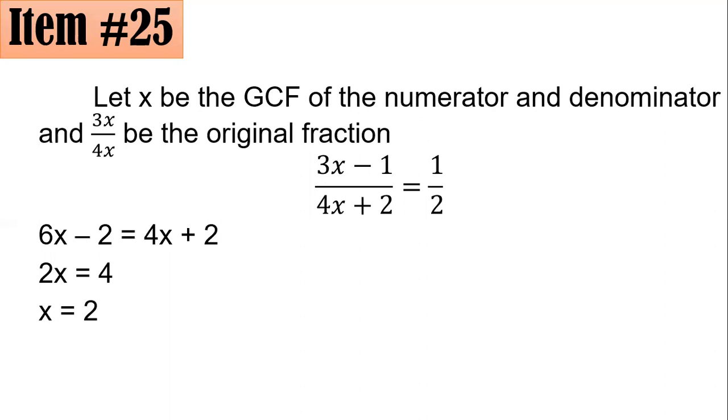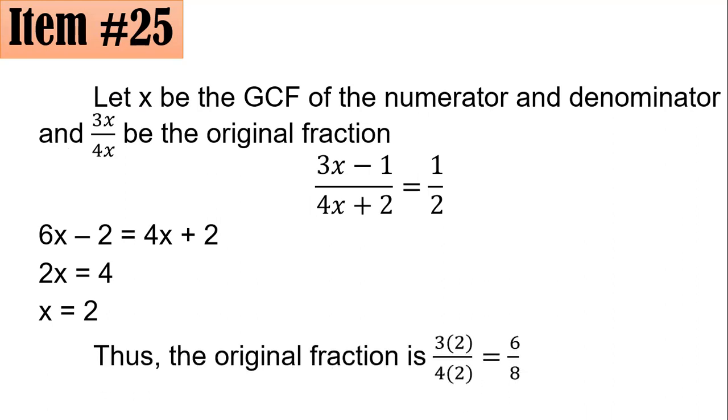And remember, x here is our GCF. Hence, to get the original fraction, which is 3x over 4x, we will multiply both numerator and denominator by 2. That's 3 times 2 all over 4 times 2, and that is 6/8, which is our original fraction. Letter B.